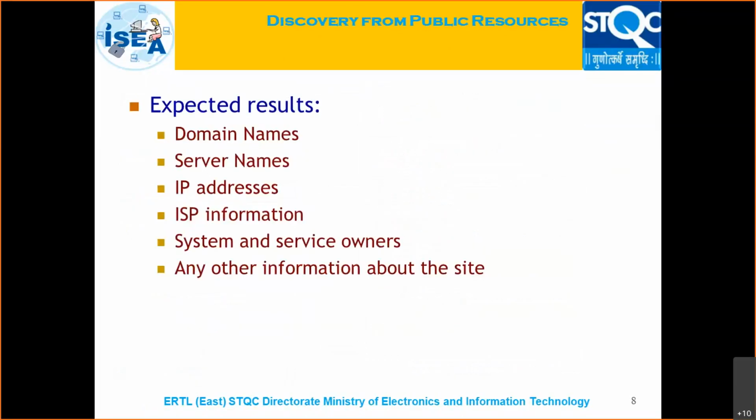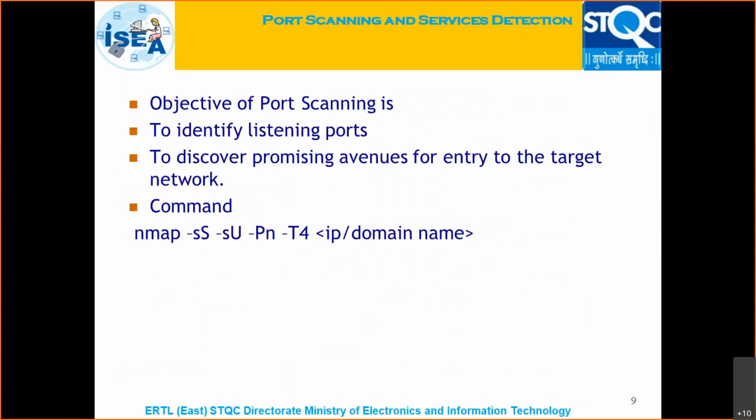So as I have told, if I run a tool to get information from public resources, the expected results are the information we are expecting: domain name, server name, IP address, ISP information. There may be a lot of information, some of which may be useful to me and some not. As told, port scanning is the most important part. This is the pillar of information gathering technique.